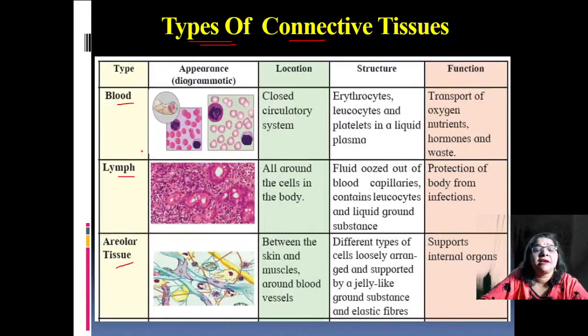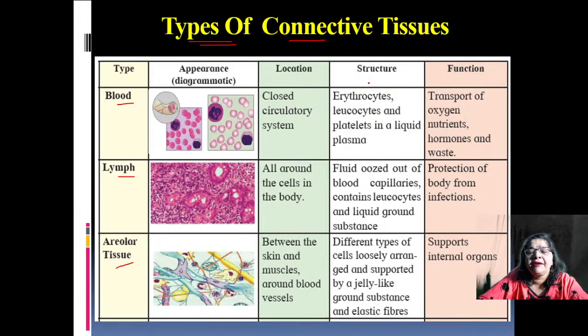So let us start with blood. You all know that blood forms a part of the circulatory system. The blood is located in a closed circulatory system in human beings and animals also, most of the higher animals we are talking about. The closed circulatory system means the blood flows in closed tube-like structures called blood vessels, like arteries and veins.